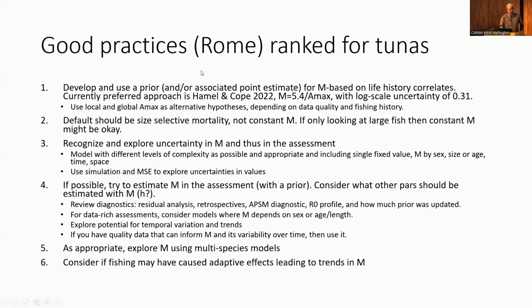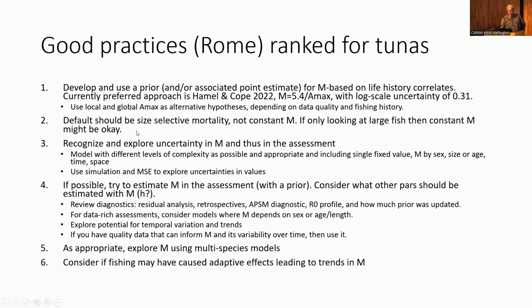The Rome group came up with a set of recommended good practices for natural mortality, and they were fairly similar to these. I've gone through and ranked them for tunas. The first one is to develop and use a prior or an associated point estimate for M based on life history correlates, with the preferred approach being Hamel and Cope with log-scale uncertainty of 0.31. And to that I'd add using local and global Amax as alternative hypotheses.